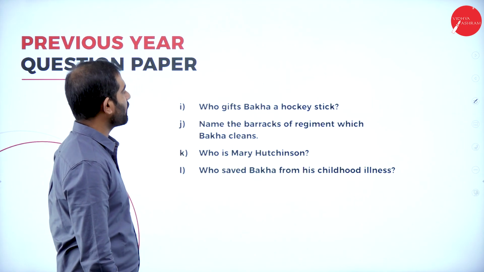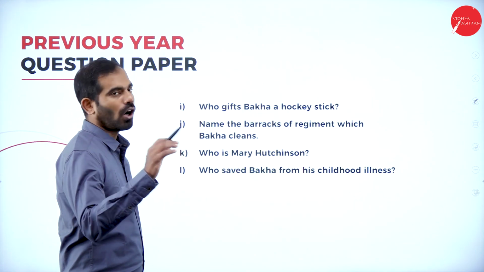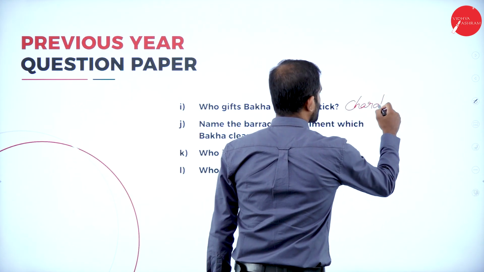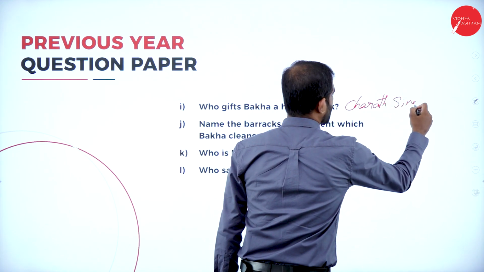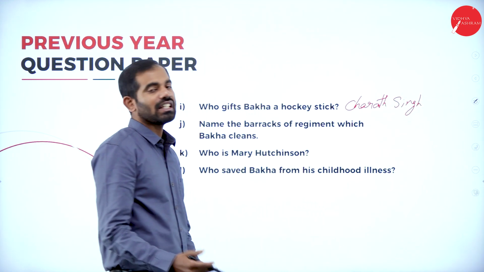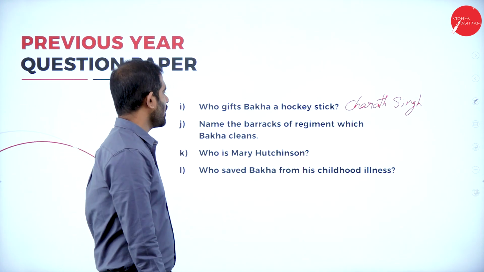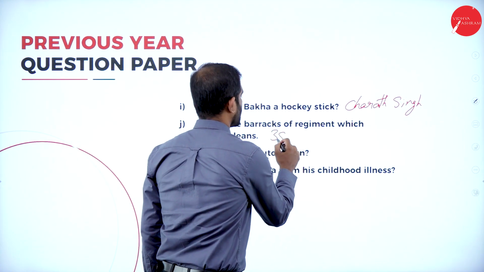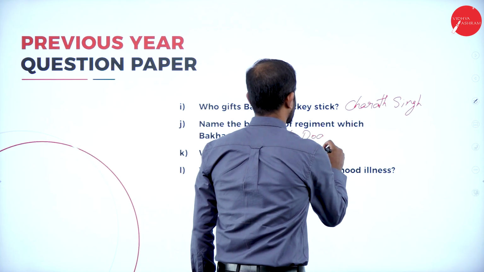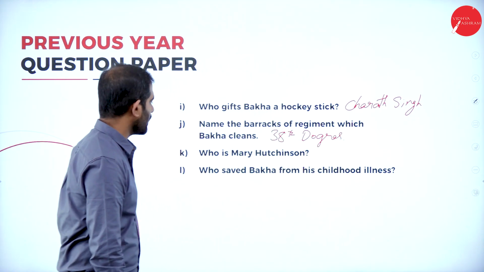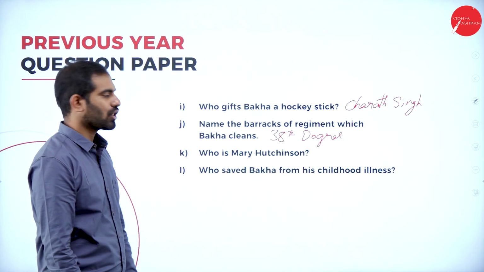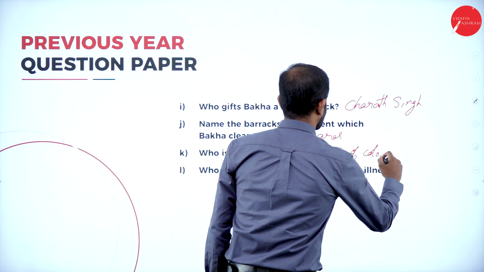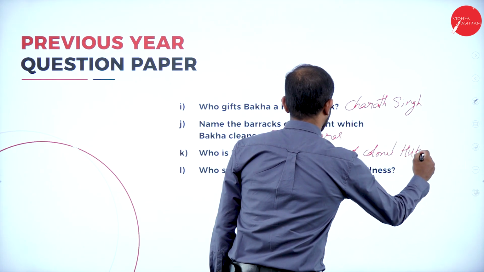Next, who gifts Bakha a hockey stick? As we know, it is Charat Singh. Charat Singh could be C-H-A-R-A-T or R-A-T-H as well. Name the barracks of regiment which Bakha cleans. It is 38th Dogras, where he cleans it. Who is Mary Hutchinson? Mary Hutchinson is the wife of Colonel Hutchinson.